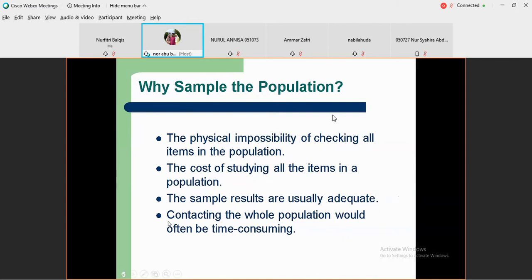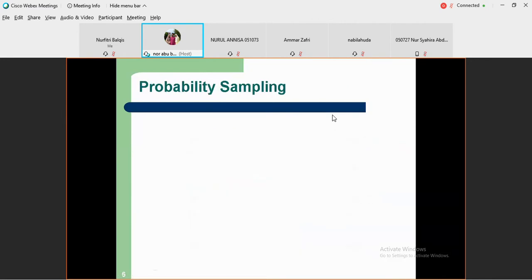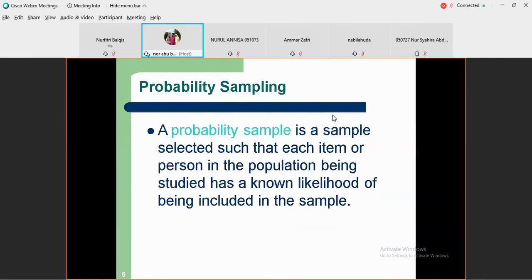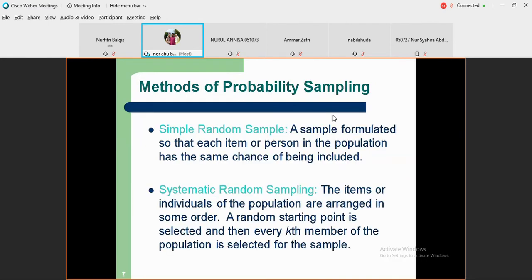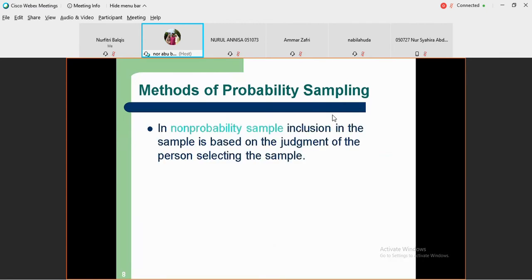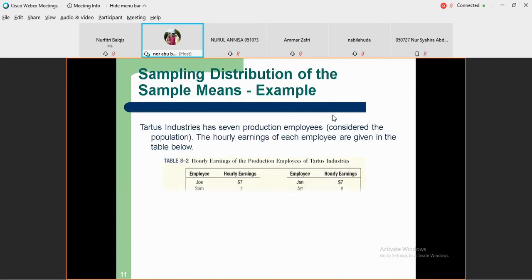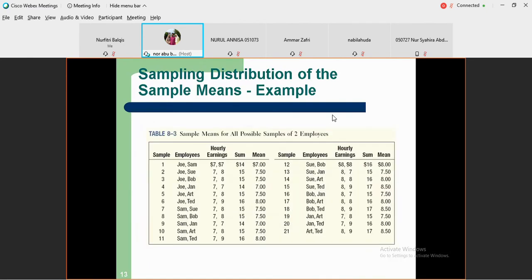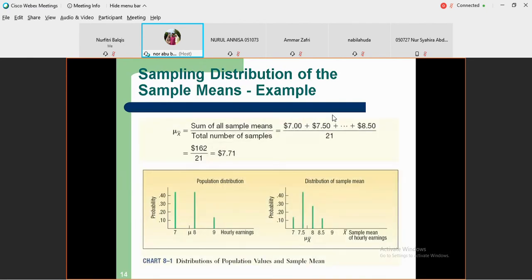Okay, and we also know that if you want to contact the whole population, it will be not only time consuming but also very costly. Okay, and there is something called probability sampling, in which this is what we're going to do today. This is types of probability sampling. Okay, cuba tengok ni. Distribution of sample mean.